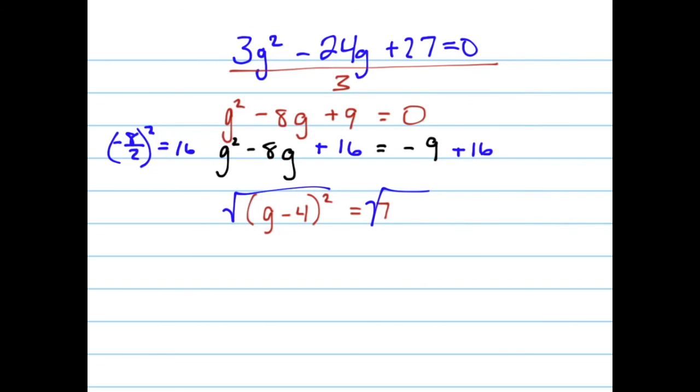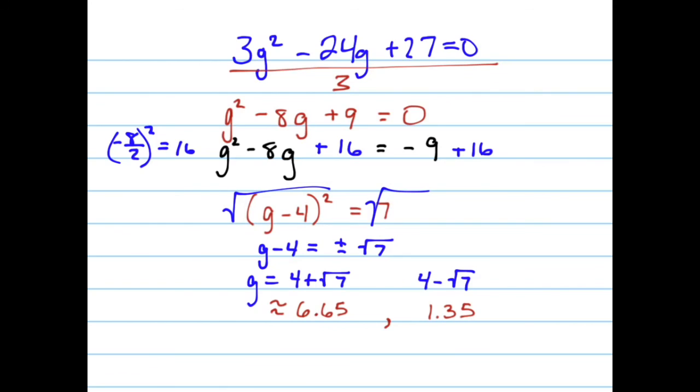That cancels out the square on the left. Gives us g minus 4. Gives us plus or minus radical 7 on the right. All right, so then we add 4 to both sides. Gives us 4 plus radical 7 and 4 minus radical 7. And what is 4 plus radical 7? 6.65. And what's 4 minus radical 7? 1.35. Make sense? Any questions? All right.